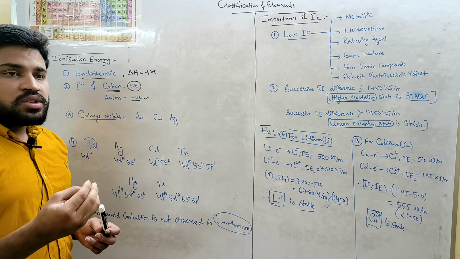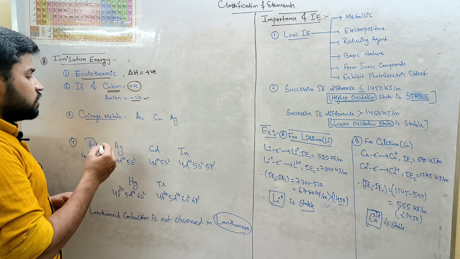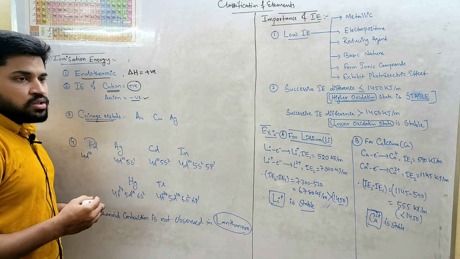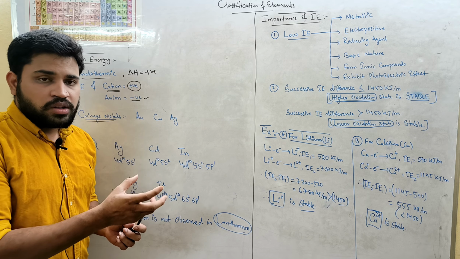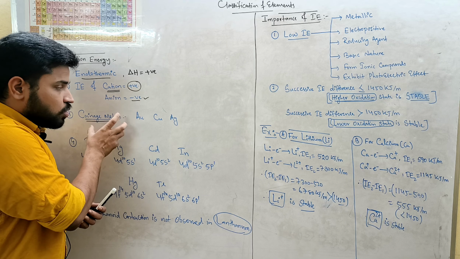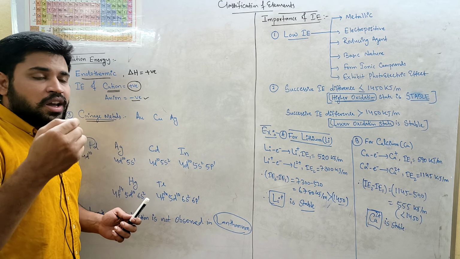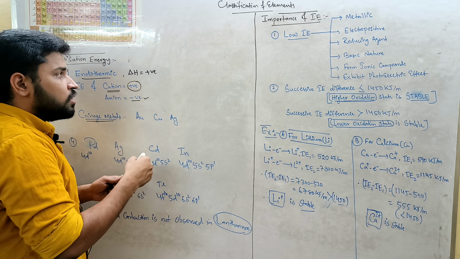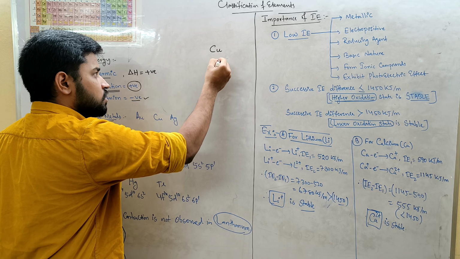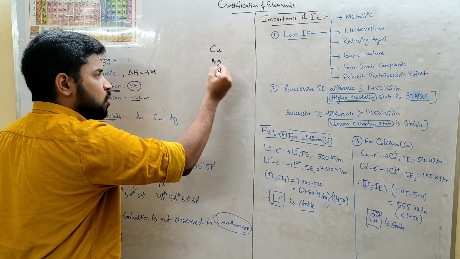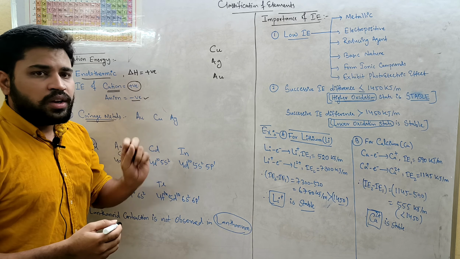Next, while discussing a few trends, there is one I forgot to mention yesterday: what is going to happen for these coinage metals, which belong to the 3d or transition elements? What about their ionization energies? If you observe, we have copper, then silver, then gold. It is the 3d series, the 4d series, and the 5d series.